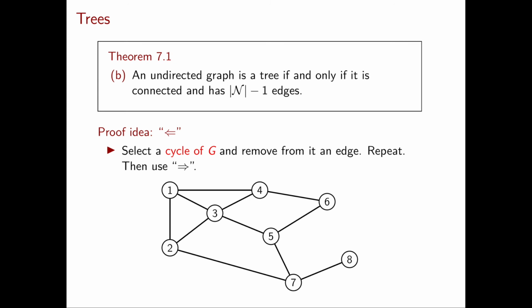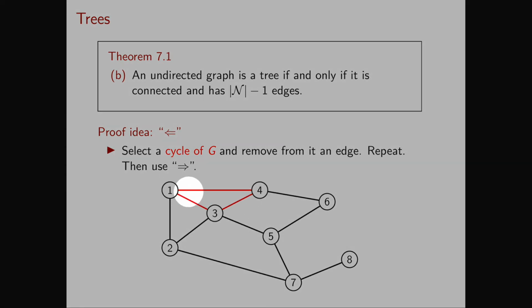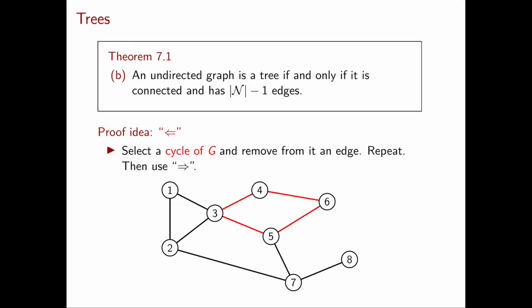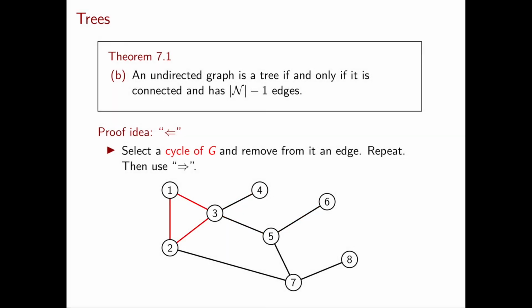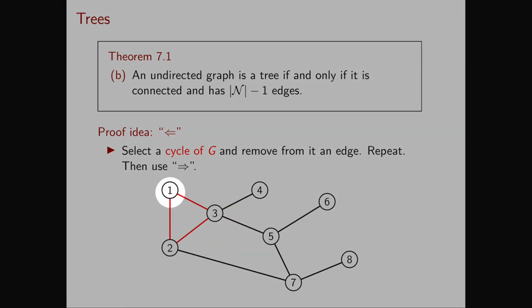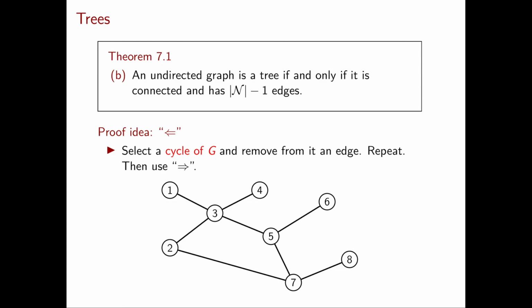Now you keep repeating this argument as long as you have a cycle in your graph. For example, here we have the cycle 1, 3, 4, 1. And for example, we remove the edge 1, 4. Then we have the cycle 3, 5, 6, 4, 3. And we remove the edge 4, 6. Then we have the cycle 1, 3, 2, 1. And we remove the edge 1, 2.